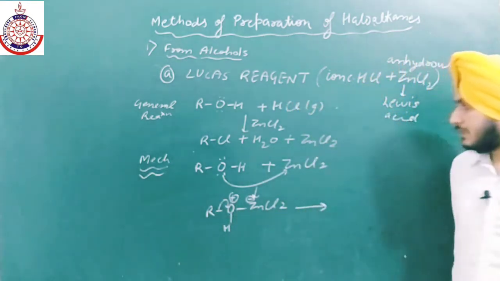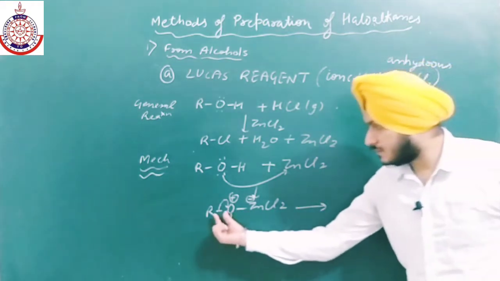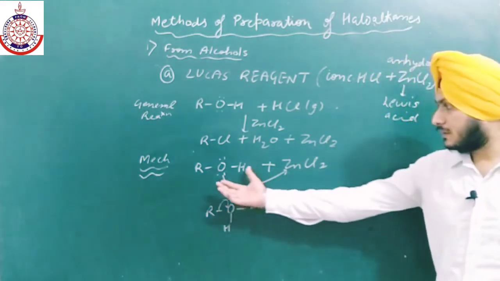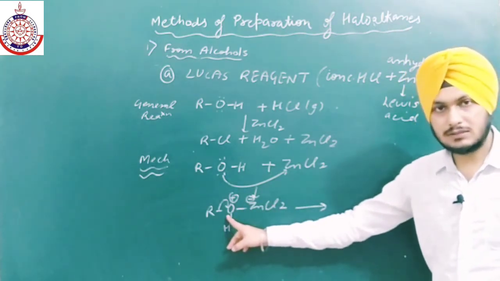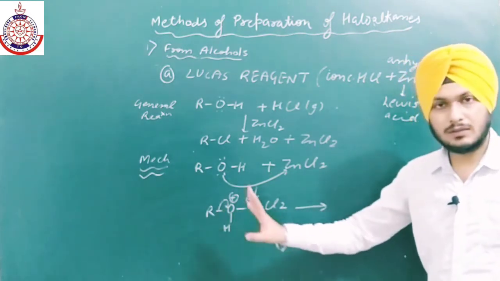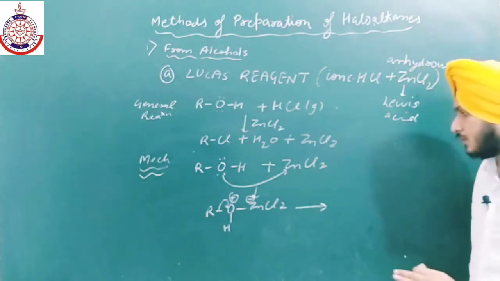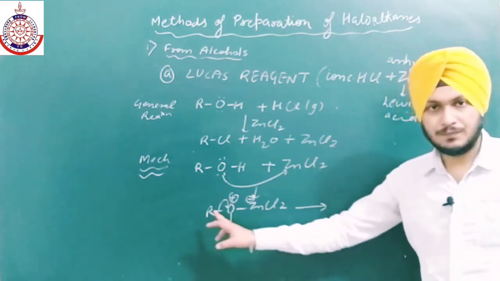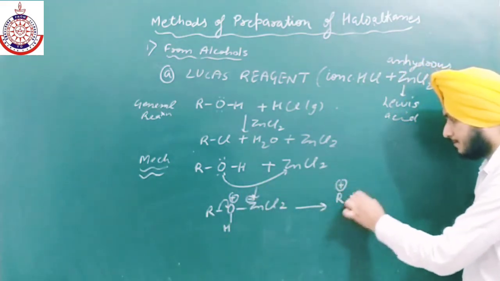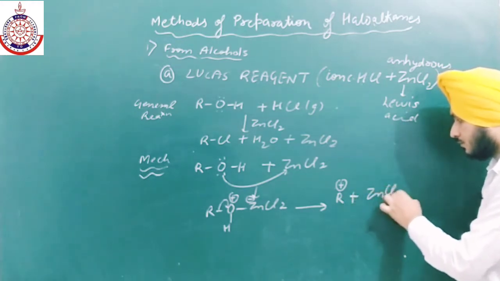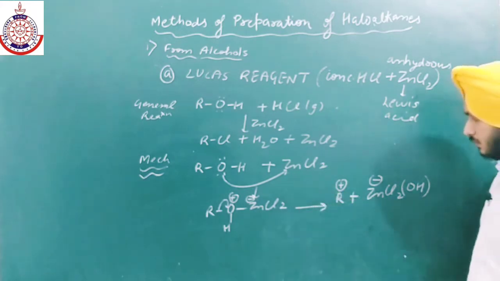So ZnCl2 will act as a Lewis acid and it helps in the cleavage of this bond. ठीक है ना, because अगर ये step ना होता then we will not get positive charge on the oxygen atom and this bond will not cleave. Okay, so ZnCl2 helps in the cleavage of the C-O bond, and we will get R positive plus ZnCl2 negative, and we have OH also.